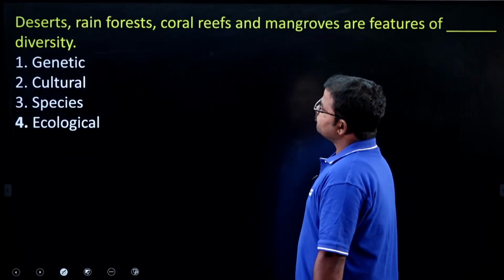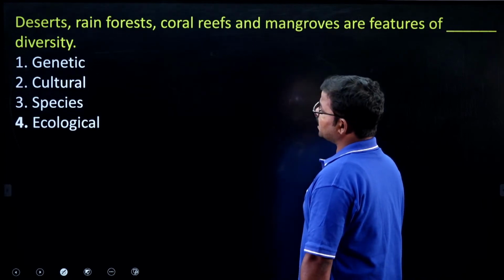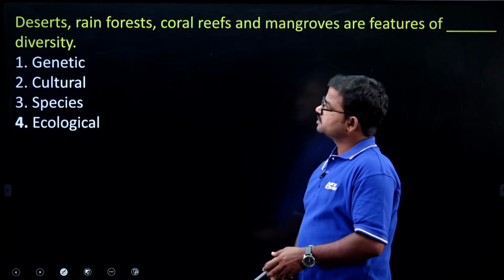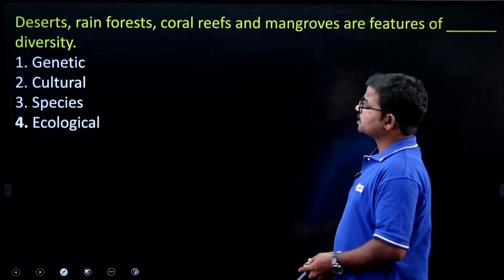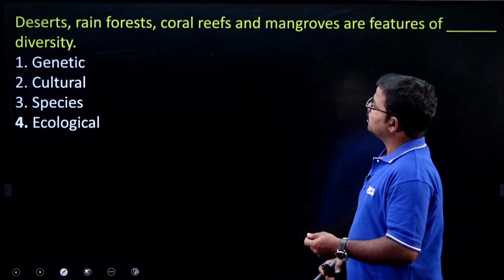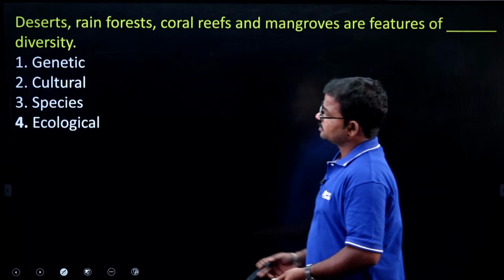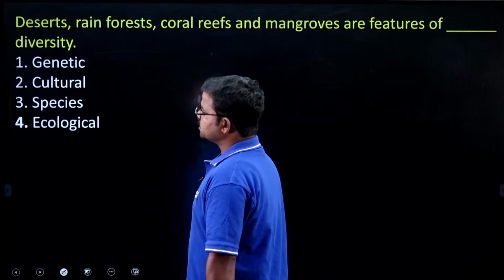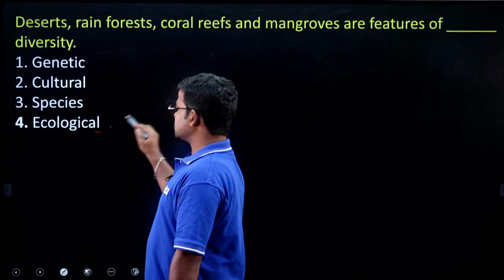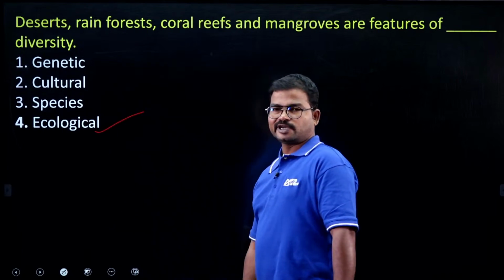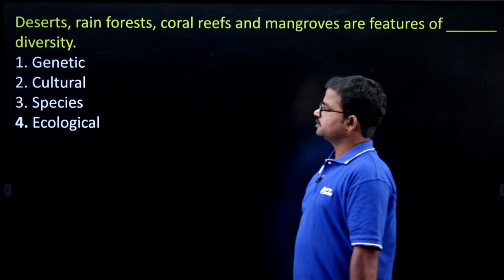Deserts, rainforests, coral reefs and mangroves are features of dash diversity. Okay, so deserts, rainforest, coral reefs. Coral reefs are also considered one of the largest ecosystems, and mangroves are features of dash diversity. So here they mention genetic, cultural, species, and ecological. The correct option is ecological. So what is meant by ecological and what is meant by genetic? Next, cultural.